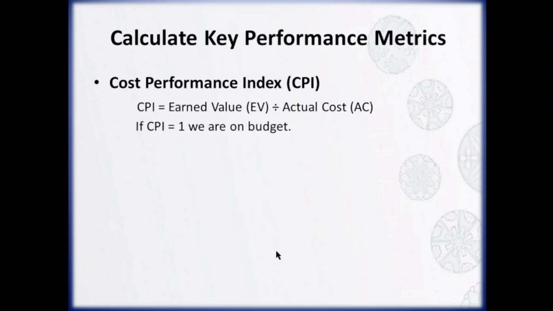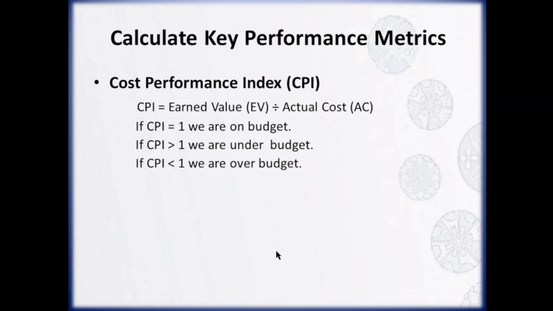If Cost Performance Index equals 1, it means we are on budget. If Cost Performance Index is greater than 1, it means we are under budget. We are spending less than planned. If Cost Performance Index is less than 1, it means we are over budget. We are spending more than the value we are earning.